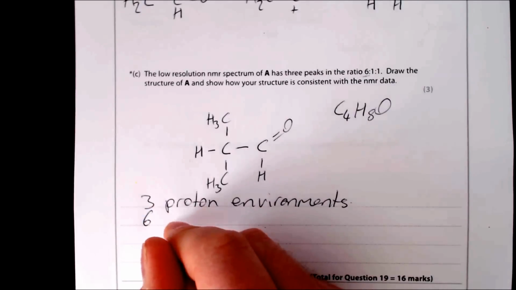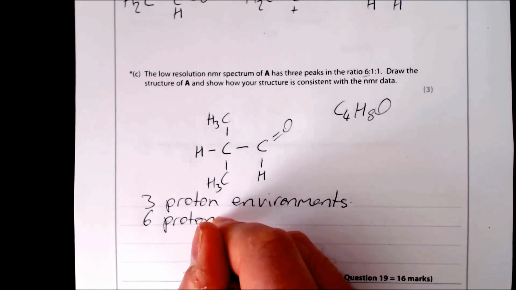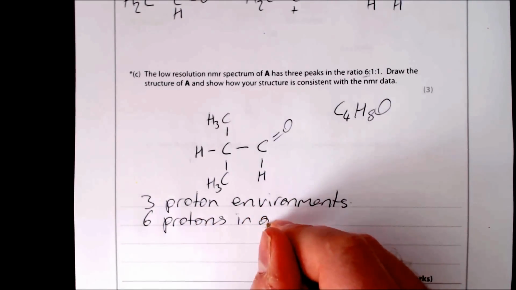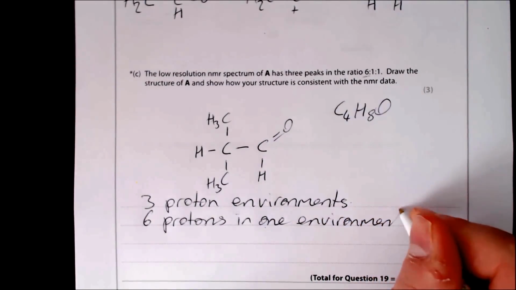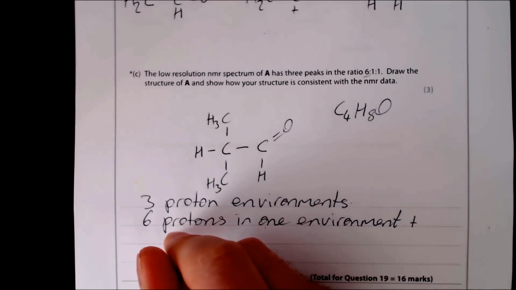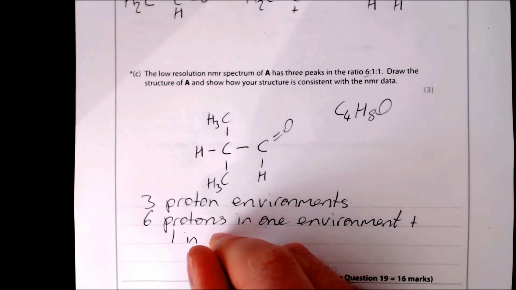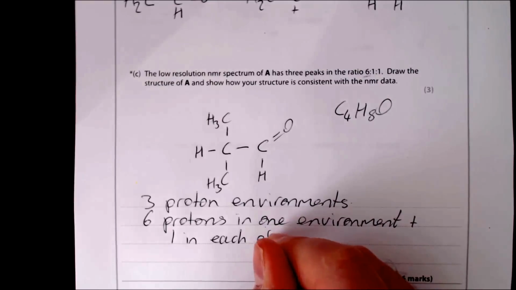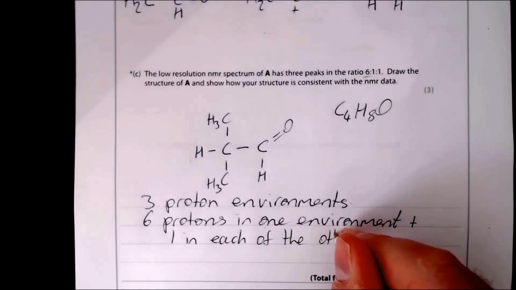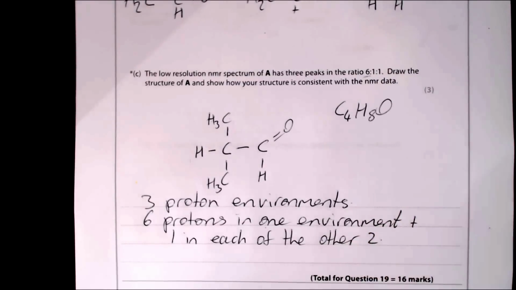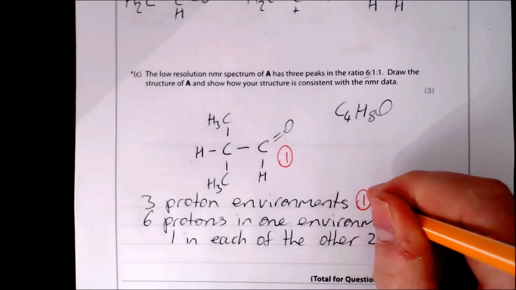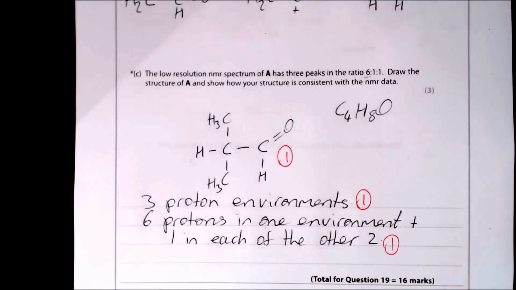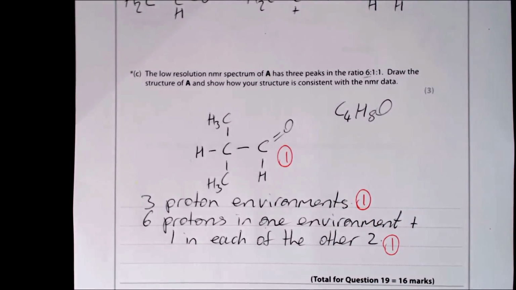We have 6 protons in one environment, and we have 1 in each of the other 2. So basically what we've done is we've just described our structure here. You can see we've got 1 mark for our actual structure, 1 for 3 proton environments, and then 1 for the final bit there. So we get 3 marks in total. So there you go, not too bad.